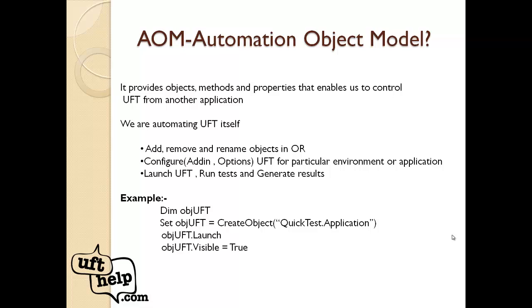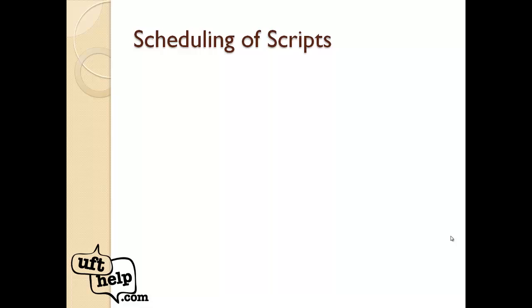A practical example can be, in case I want to test my AUT, my application under test, during non-working hours. What I can do is schedule the scripts at a particular time using the AOM model. We can also schedule the scripts using QC, but in case we don't want to, we will utilize the AOM model, and we will use Windows scheduler to trigger our AOM and launch the scripts.